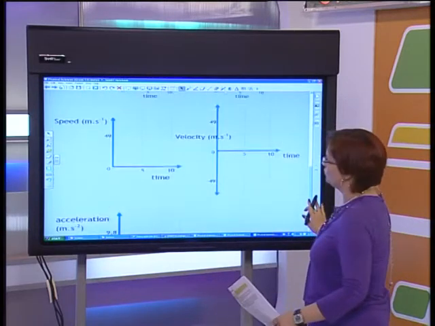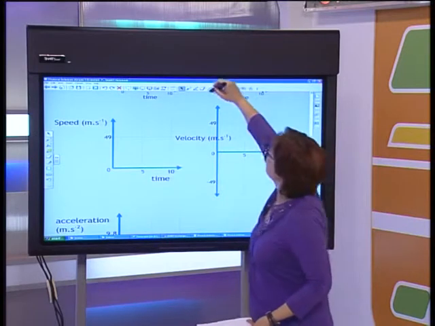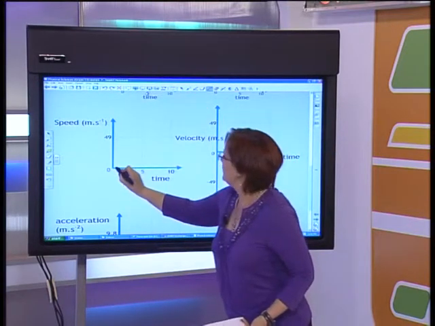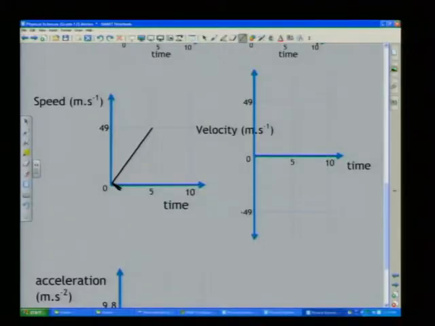Speed, what does it do? Well, speed, we know it's going to be a straight line. We spoke about that earlier. And it is literally just going to go from here, and it goes up, gets to 49, and then what happens to it?